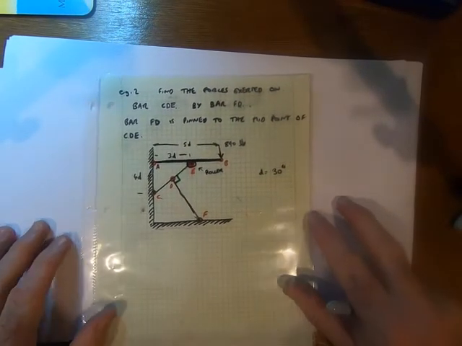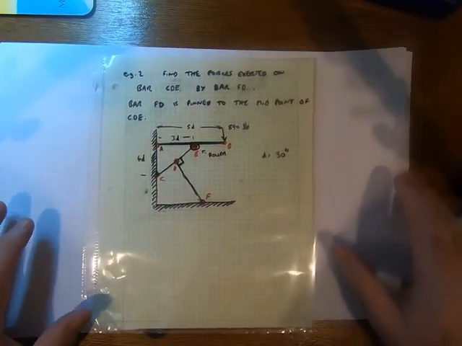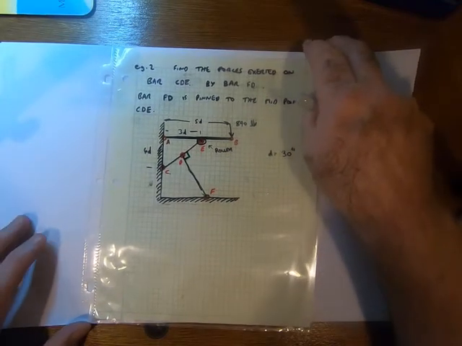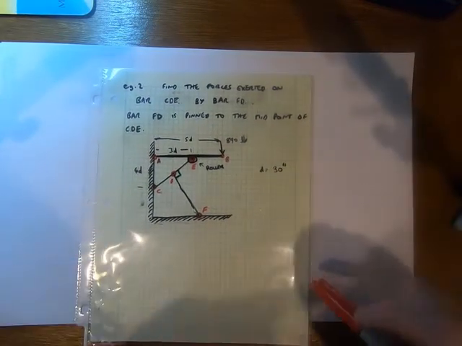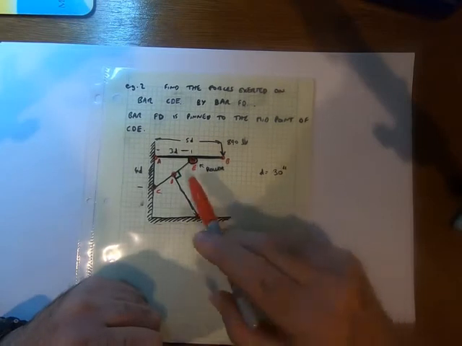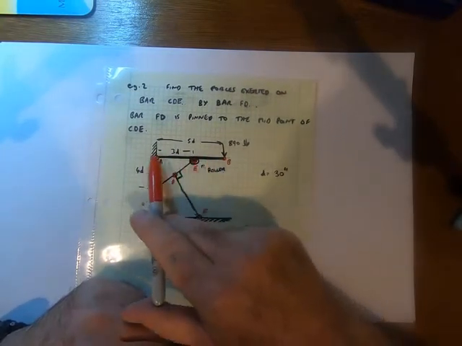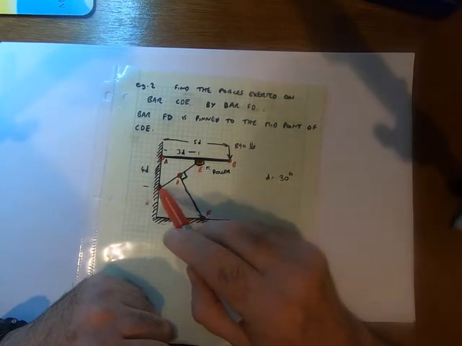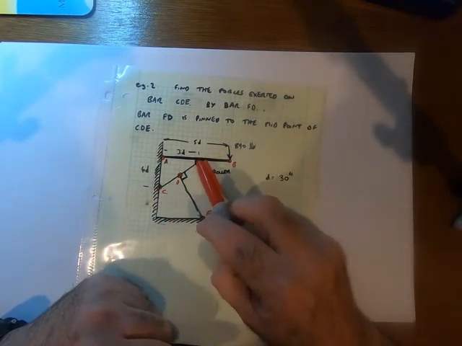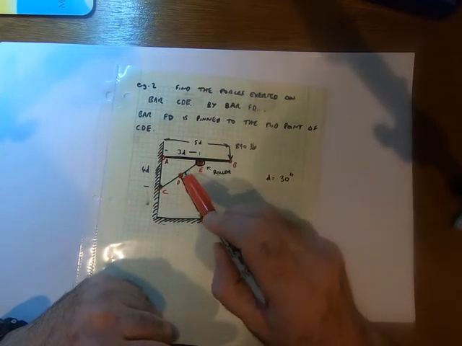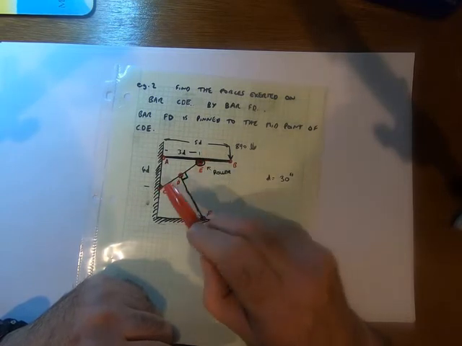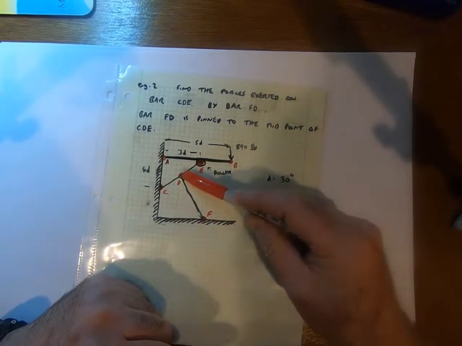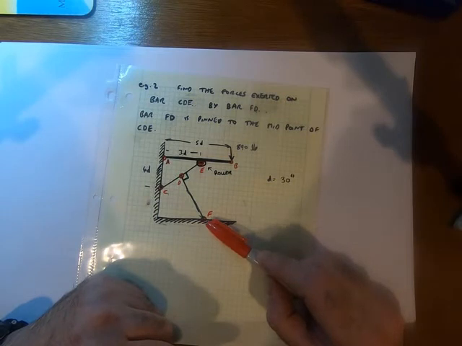I'm just going to do one more today, and this one I'm going to do because we have moments in it. The first one was just resolving vertically and horizontally. So what we've got here is some kind of table arrangement. So there's a cantilevered beam effectively that comes away from a wall, and then there's this pinned joint here with a roller on the end. And this solid bar here is also pinned with another bar here that goes down to a pin joint there.